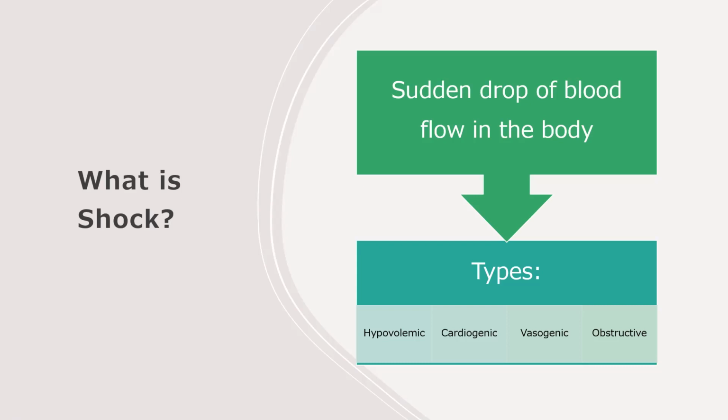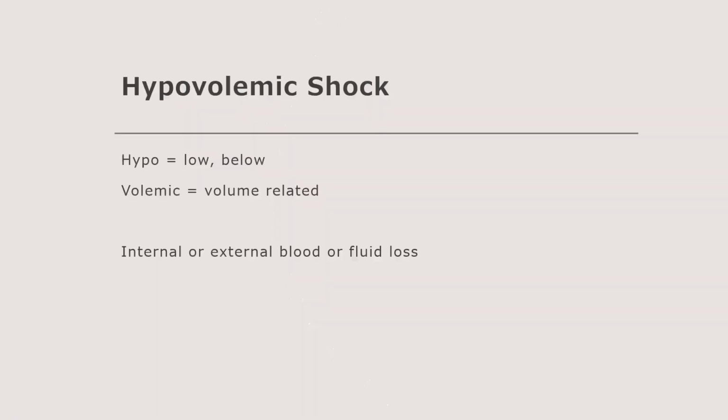And we do have four major types. We have hypovolemic shock, cardiogenic shock, vasogenic shock, and obstructive shock. And I'm going to talk a little bit about each of these, but we are going to more heavily focus on cardiogenic and one specific type of vasogenic shock.